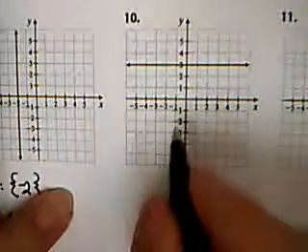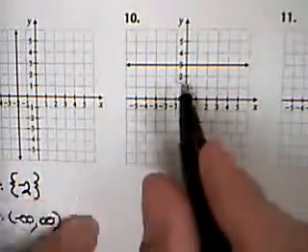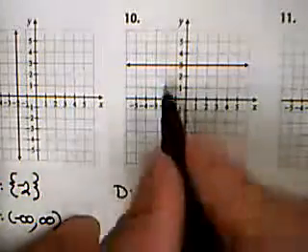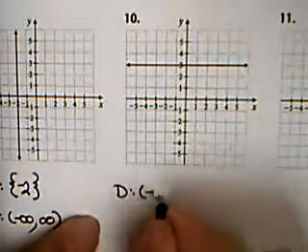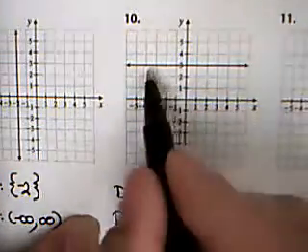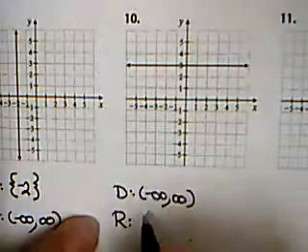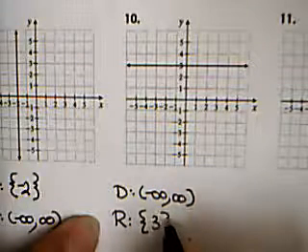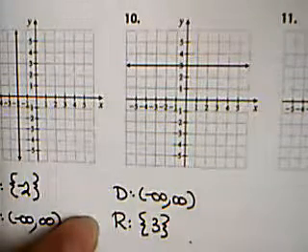The 10th graph looks similar. For your domain, it goes to the left and to the right forever, so that would be negative infinity to positive infinity. It only has one y value, a range value, which would be positive 3, but we would indicate that with braces.